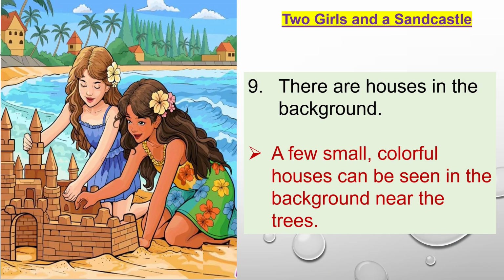Next sentence, there are houses in the background. Now, what you can write instead of that: a few small colorful houses can be seen in the background near the trees. So small and colorful make the houses more vivid, and near the trees gives the location. See how impressive this sentence is?